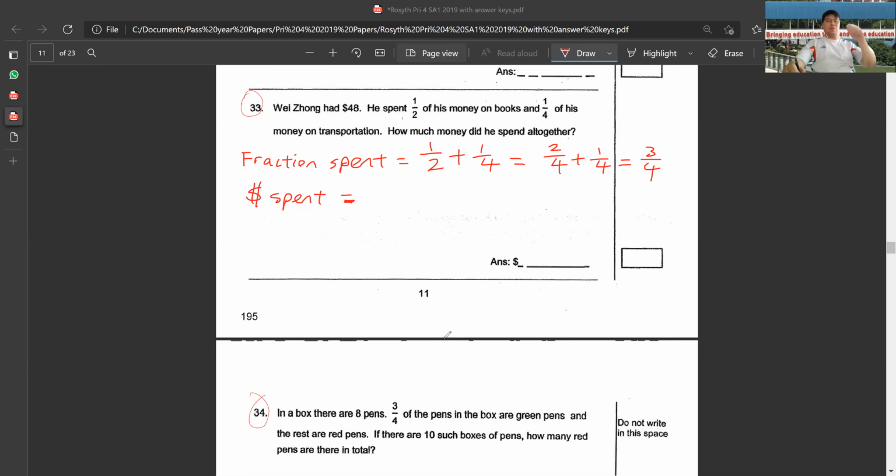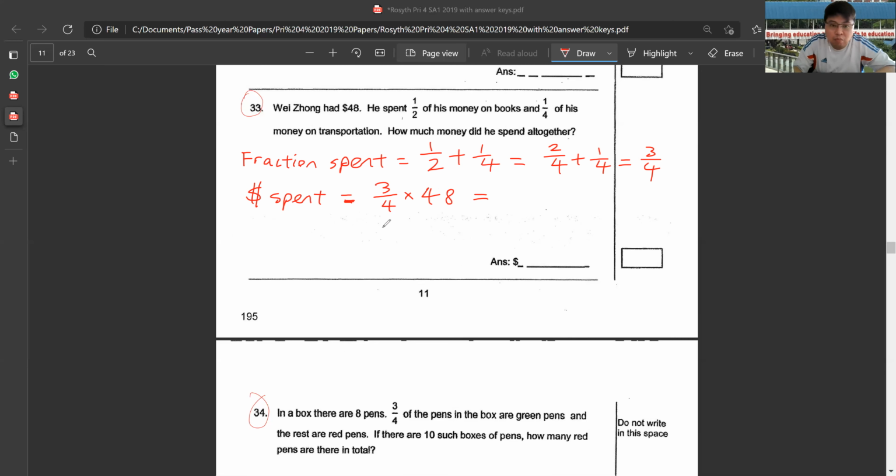Three over 4. 3 over 4 times 48. Very good. 3 over 4 times 48. Can I cancel my 4 and 48? Yes, you can.